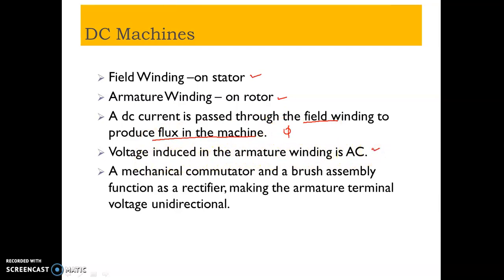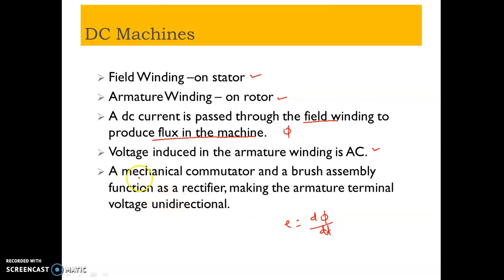Even keep in mind the voltage produced is not DC here, but we are still saying this machine is a DC machine. Why is it called DC machine? Another definition is given. Voltage induced in armature winding is AC, E equal to d phi by dt. Flux is changing, so this voltage is also changing.